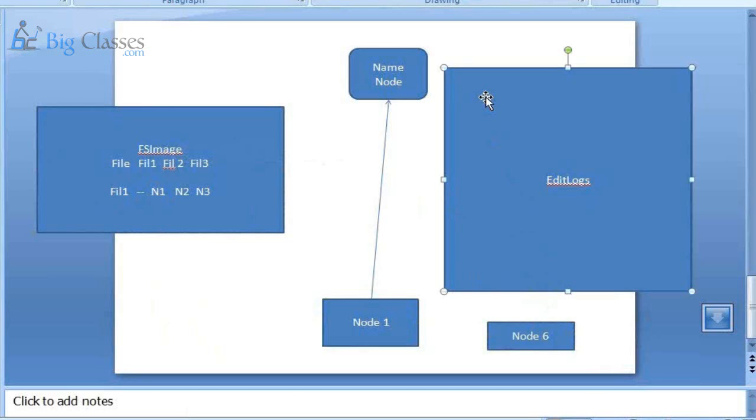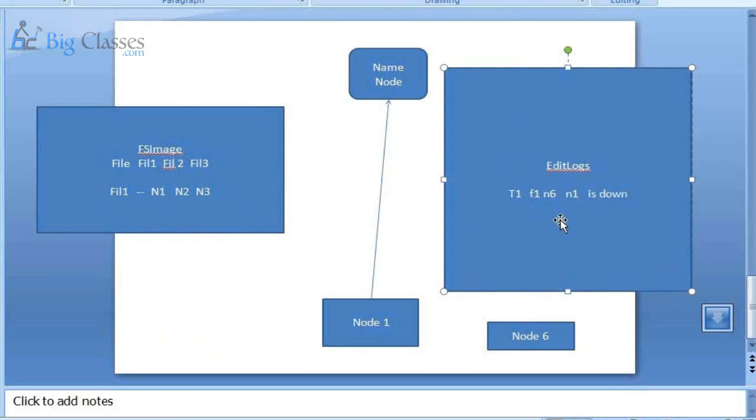How exactly it is being maintained, I will show you here. It is being maintained like this. Like I have this file. It says that in transaction 1, your file 1 is now existing in name node 6, and this particular name node 1 is deleted. Name node 1 is down. That information is being maintained here.